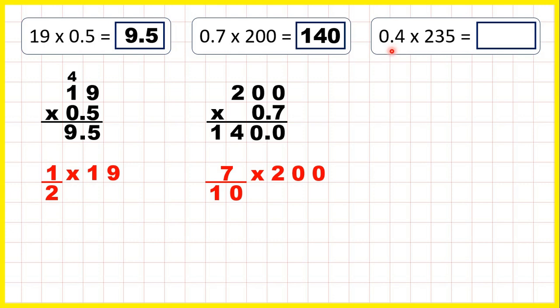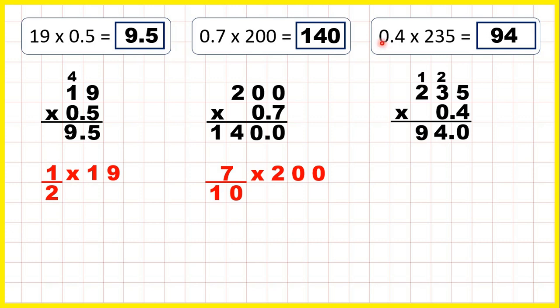Now we have 0.4 times 235. We can write it out as a multiplication and copy the decimal point down into our answer. 5 times 4 is 20, so 2, 0. 3 times 4 is 12, plus 2 is 14, so 1, 4, and 2 times 4 is 8, plus 1 is 9. So we get 94.0, or 94, as our answer.